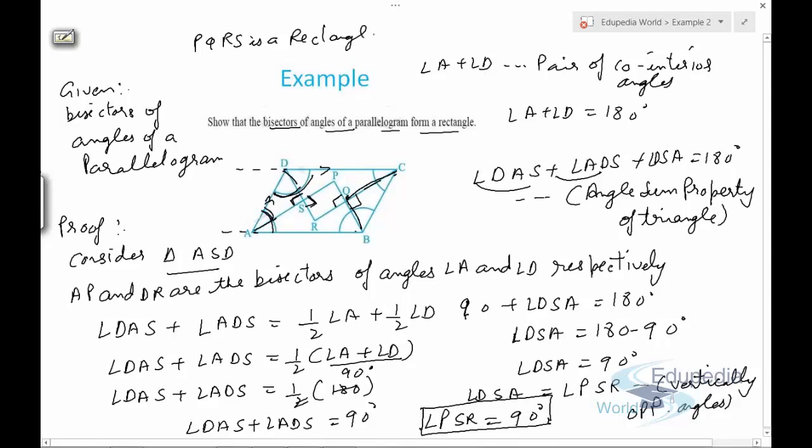Why is it a rectangle? Because if in a quadrilateral all angles are 90 degrees, then it's a rectangle. So this is how we can prove these types of questions.